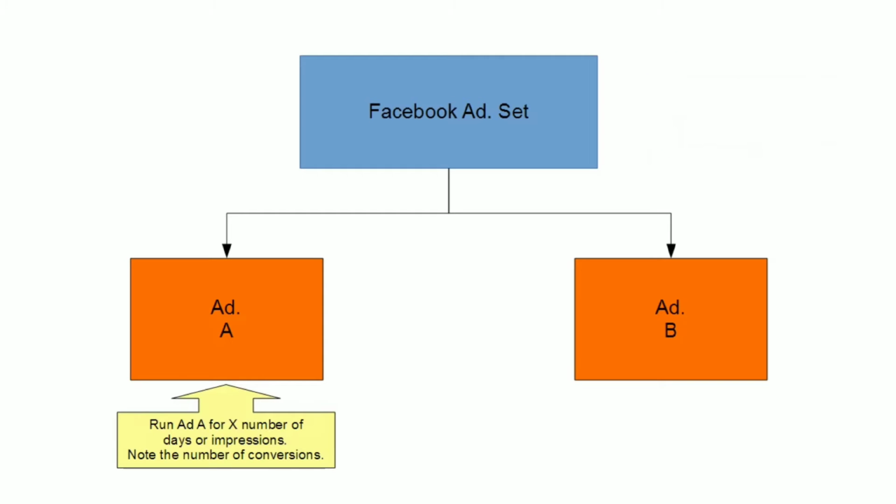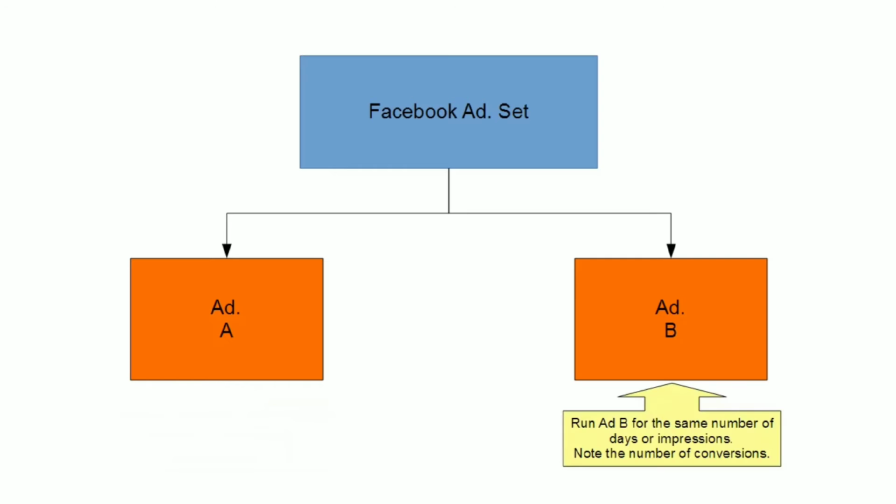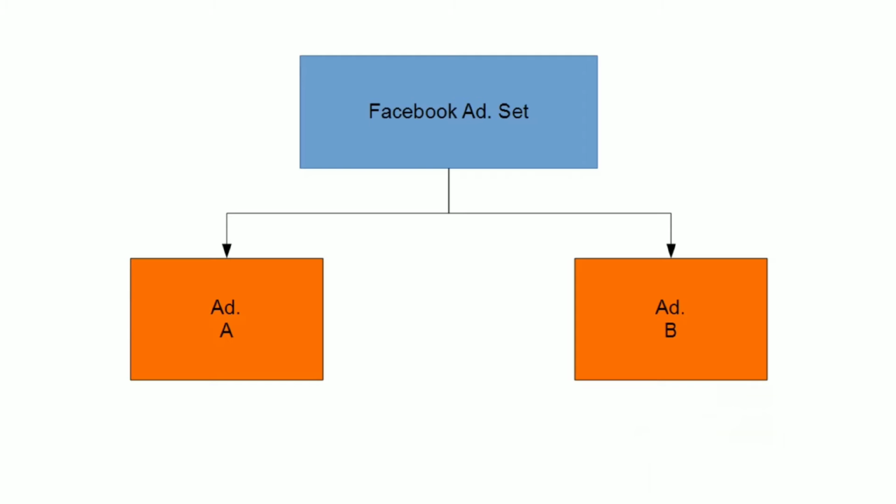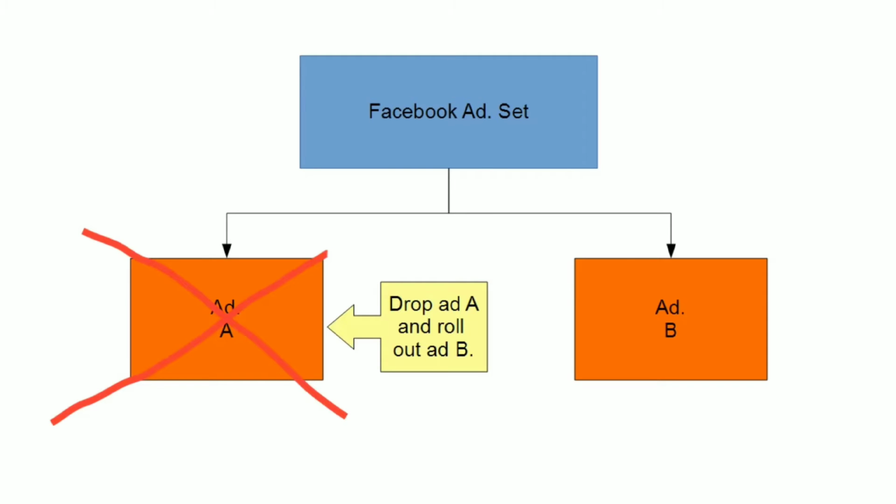So let's say you're going to have the two ads and you run ad A for X number of days or impressions. You then note the number of conversions. You then run ad B for the same number of days or impressions, and again you note the number of conversions. Now, let's say, for the sake of argument, that when you go through all the stats, you find that ad B outperforms ad A. What you simply do is drop ad A and roll out ad B to everybody that you want to target with the ad.